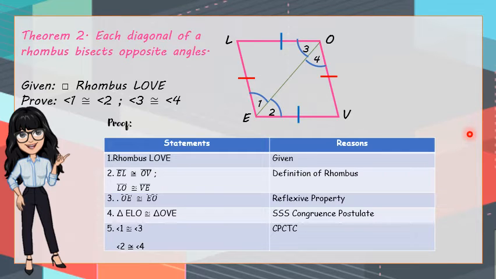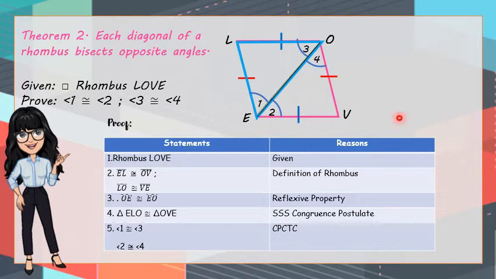Now, OE is congruent to EO. Where is OE? So this one is OE and this one is EO. OE is part of this triangle perhaps. EO is part of this triangle, but they are just the same. So by reflexive property, this OE is congruent to EO.